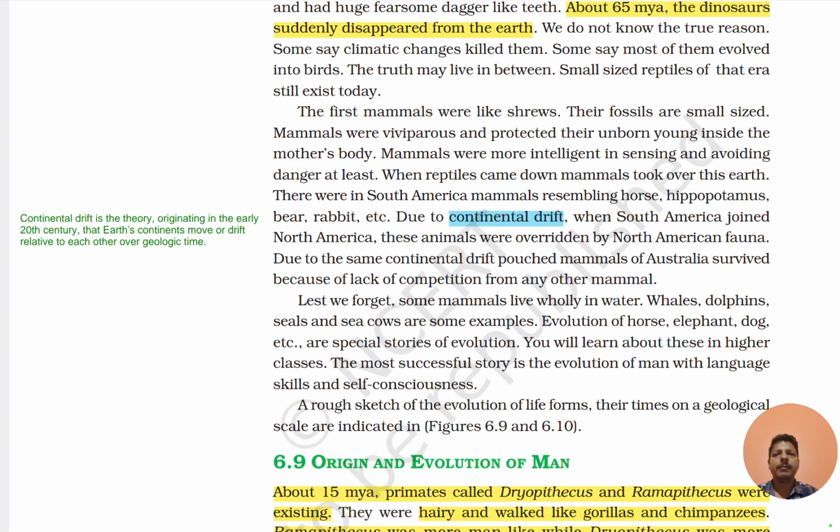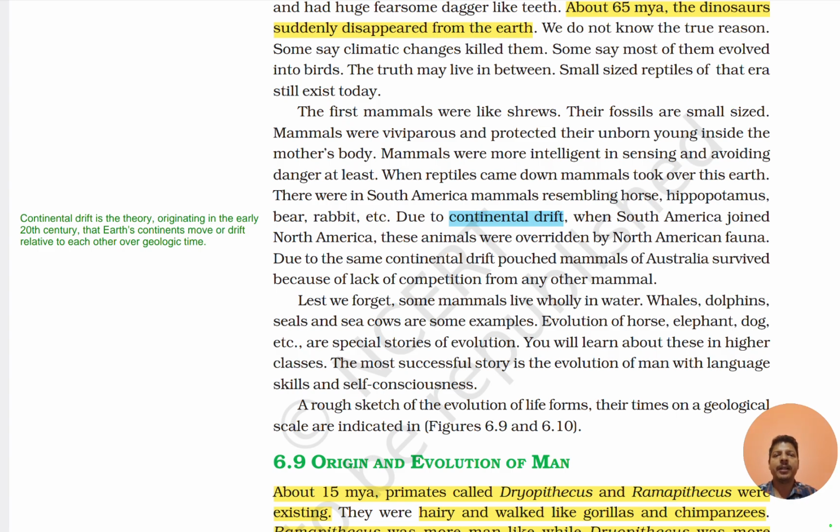Then here the first mammals were like shrews. Their fossils are small sized. Mammals are viviparous and protected their unborn young inside the mother's body. Mammals are more intelligent in sensing and avoiding danger, at least. When reptiles came down, mammals took over the earth.